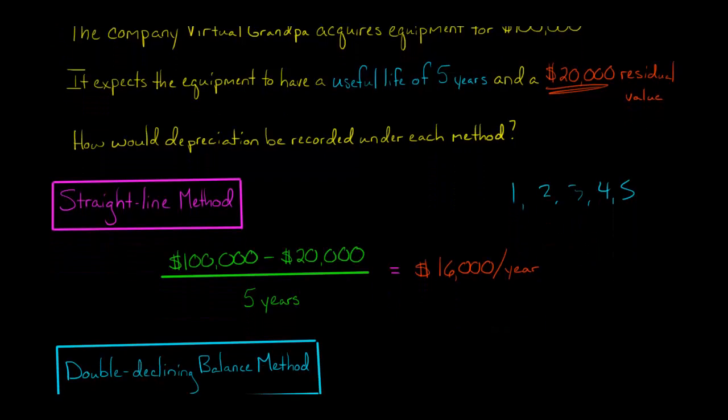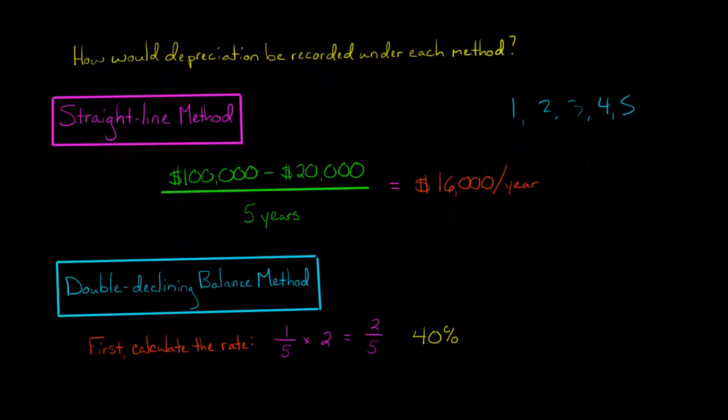Okay? So the double declining balance method, a little bit more complicated. First, we have to calculate the depreciation rate, and it is going to be double the straight line rate. What does that mean? Well, when we're using straight line, we've got $80,000 divided by 5. You could also view that as 80,000 times 1 over 5. That's the amount of depreciation each year under straight line. So we take 1/5 of the depreciation each year under straight line.